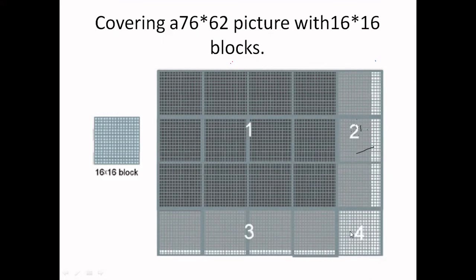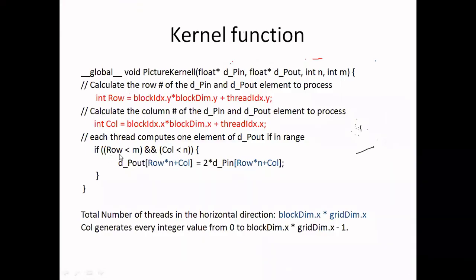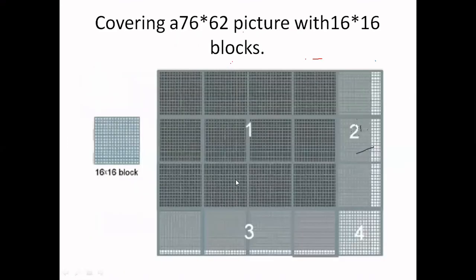In this region, there are certain threads which will not access the data. These threads are out of range in col and also in row. So in your program, you will specify both the conditions. In the kernel function, in the last slide, you have seen that you have specified rows should be less than m and cols should be less than n. This will take care of all these things. However, definitely you can see that some of the threads are there which will not be used.